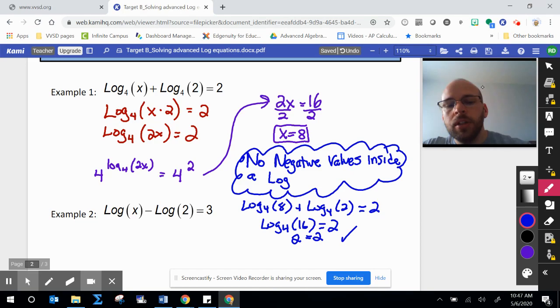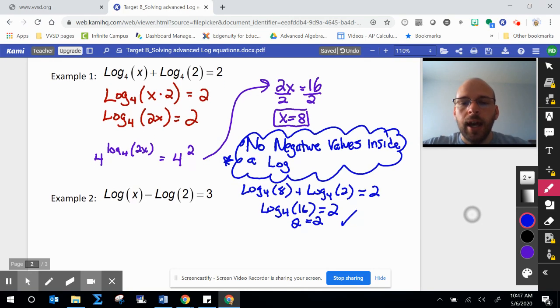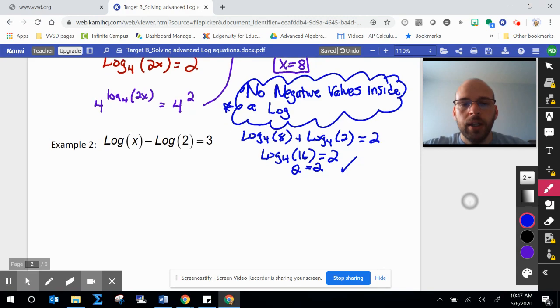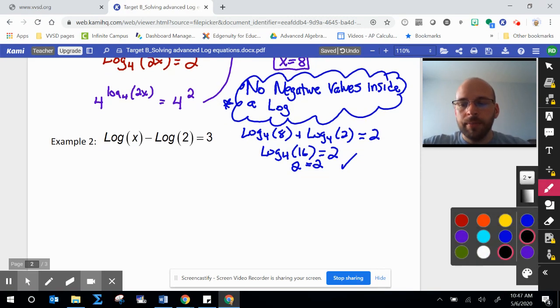Okay, but the big note is, notice that the 8 and the 2 inside those logs were positive values. In that case, I'm probably not going to have an extraneous solution. Okay, so we'll take a further look at those in a minute.